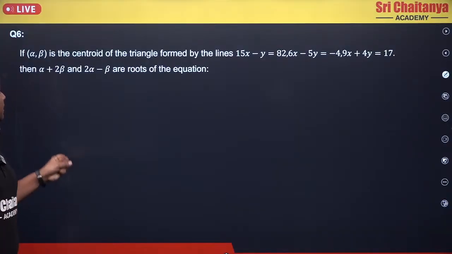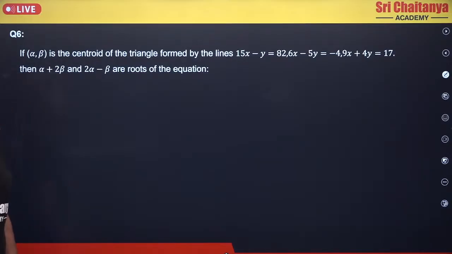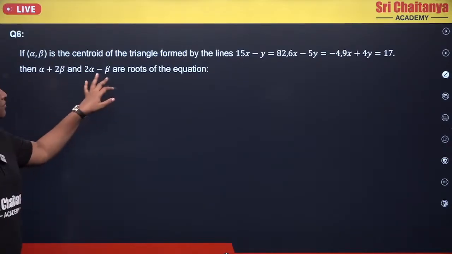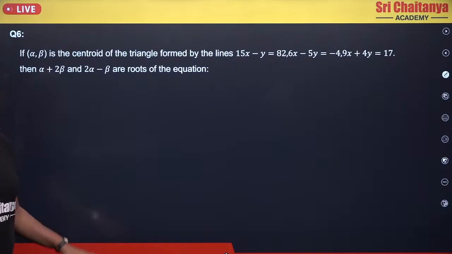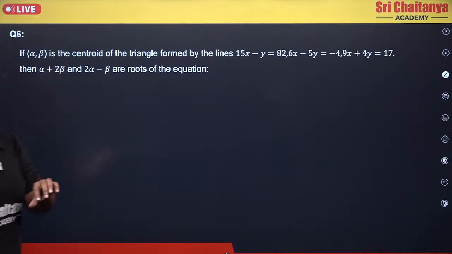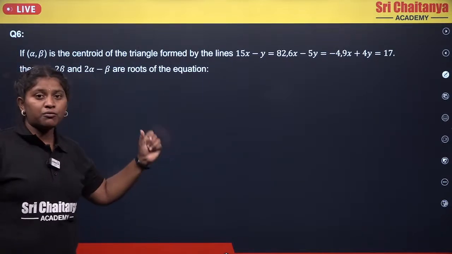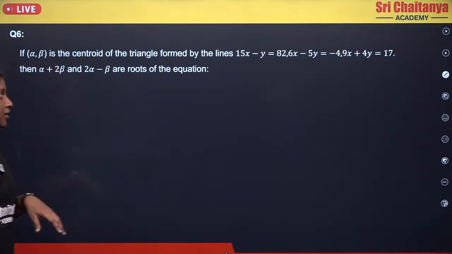If alpha comma beta is the centroid of the triangle formed by the lines 15x minus y equals 82, 6x minus 5y equals minus 4, and 9x plus 4y equals 17, then alpha plus 2 beta and 2 alpha minus beta are the roots of the equation. So here they gave that alpha comma beta is the centroid. We know the simple formula to find the centroid. First of all we need to take what are the sides of the triangle they gave.